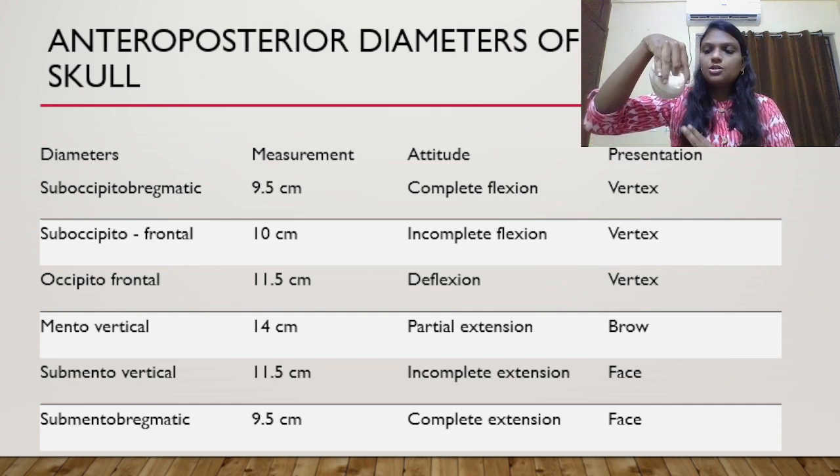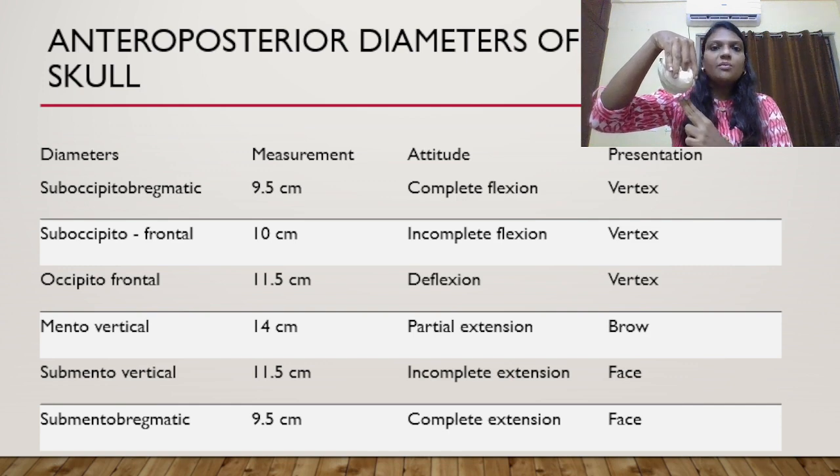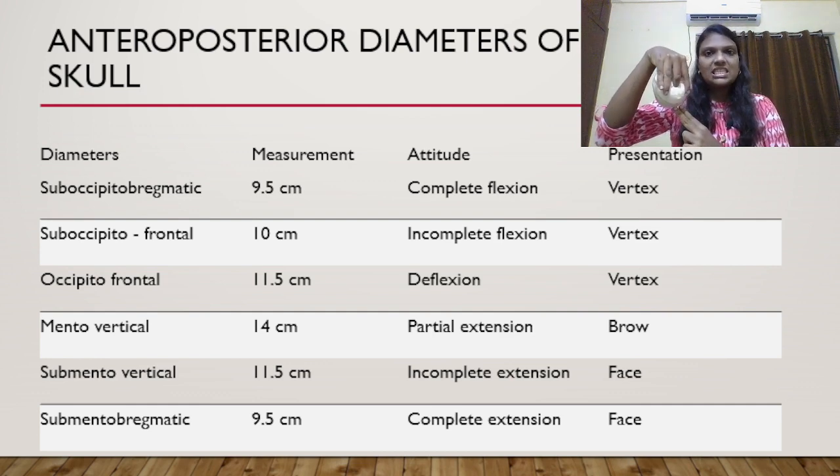And while we are doing a pervaginal examination, we will feel for the vertex. So whenever the baby is in complete flexion, the diameter of engagement is suboccipitobregmatic, which measures about 9.5 centimeter. And while we do a pervaginal examination, we will feel for the vertex of the fetal skull.